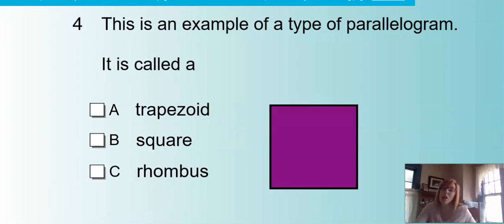Then we go to another special type of parallelogram, and you can see that all sides are the same length, and they all have 90-degree angles. So the only one that works here would be a square.